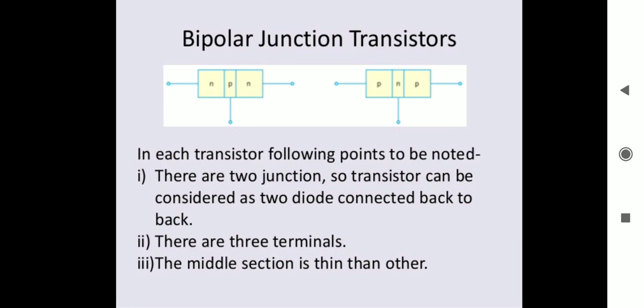The base is always a thin and lightly doped layer, whereas the emitter and collector layers are much wider than the base and are heavily doped. The emitter is the most heavily doped layer because it has to emit or inject the electrons, and the collector area is slightly larger than the emitter area. The collector area is largest because it is required to dissipate more heat.